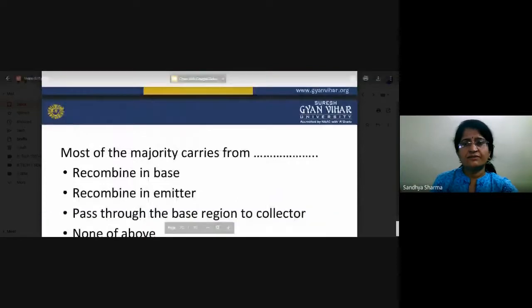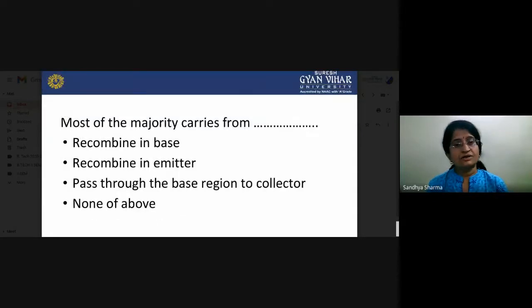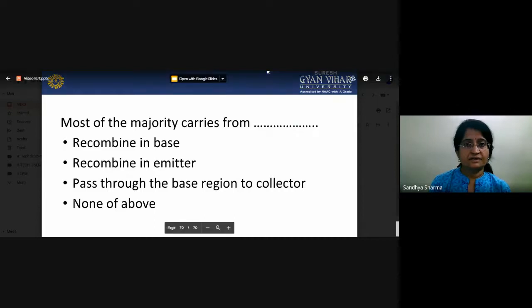I think it will be clear to you what the transistor is and what the role of the transistor is in our electronics and communication part. It is a very important device for us.